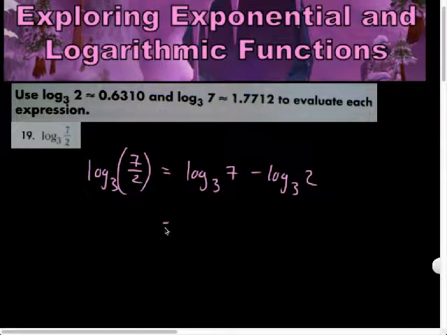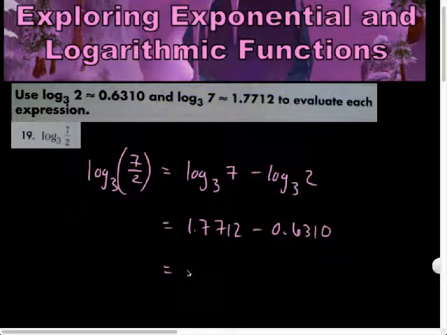Right? And then I'd realize, oh, wait a minute, that's the 1.7712 they told me about, and that's the 0.6310 they told me about. And now I could just subtract those, 1.7712 minus 0.6310, because the log of a quotient is the difference of two logs. Property. Bam. 1.0. So it's just one of those properties you had to memorize.